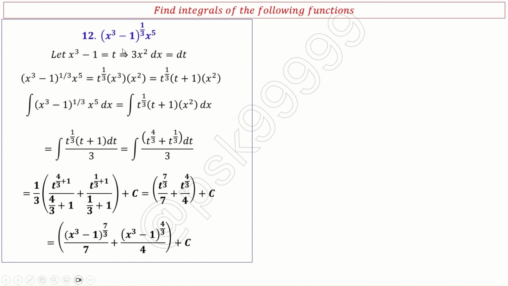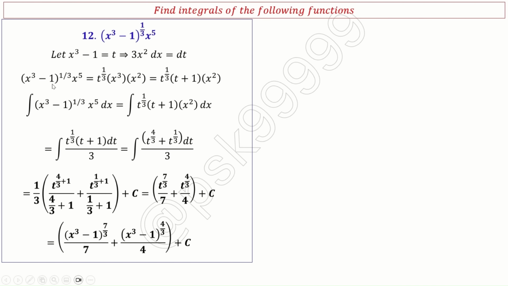Yeah, x cube minus 1 whole to the power of 1 by 3 into x to the power of 5. Okay, now this one, see, if I integrate x cube minus 1, I get 3x square term, correct? So I can take x square out, I am left with x cube, which I can again replace with whatever t, correct? So that's how you should decide what you should take as t. So x cube minus 1 is t. So 3x square dx is nothing but dt.